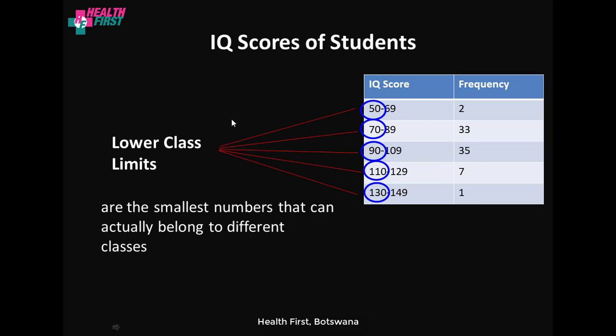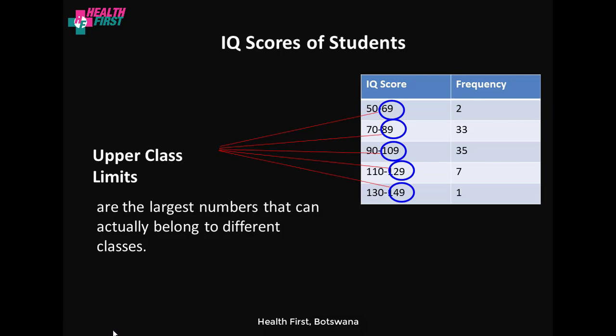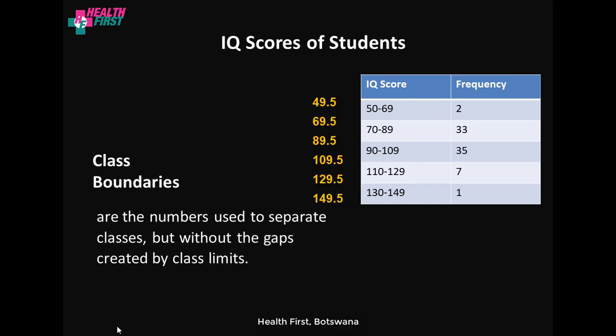Okay, so now to emphasize the terminology. The lower class limits are the smallest numbers that can actually belong to different classes as shown there, right? So this is straightforward. These are the lower class limits of our classes. The upper class limits are the largest numbers that can belong to different classes, right? Again, as highlighted there. The class boundaries are the numbers used to separate the classes without leaving gaps, right? Gaps that are created by class limits.